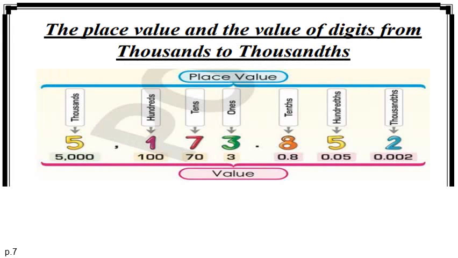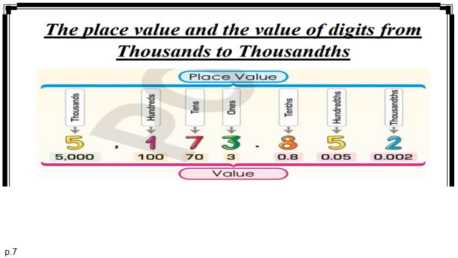And now the place value and the value of the digits from thousands to thousandths. As we said before, any decimal number is formed from 3 parts. The first part is the whole part. The second part is the decimal point. The third part is the decimal part. To know the place value, place means house. So we need to write the house of the number. So how to write it? First we have to start from the decimal point.